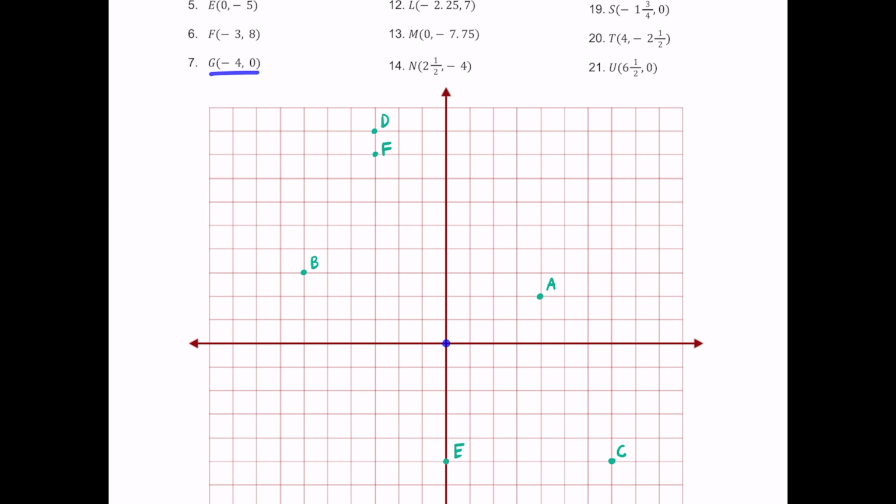Okay. Moving on to number 7, we have this G, which is -4, 0. So the first number is -4, so it means you move to the left 4 units. The 0 just means don't move up and don't move down, so we end up on the negative part of the x-axis. So this is where G is going to be located.